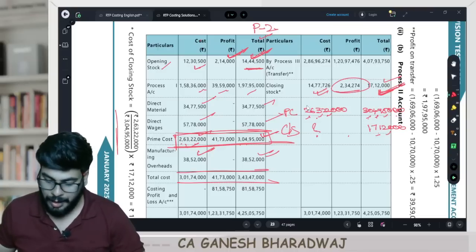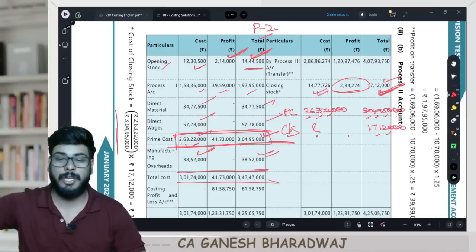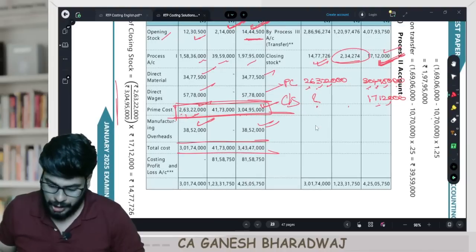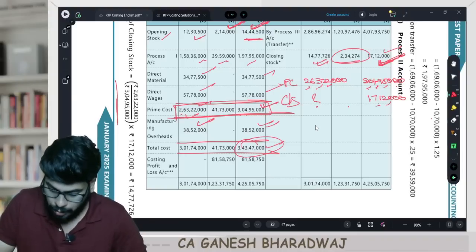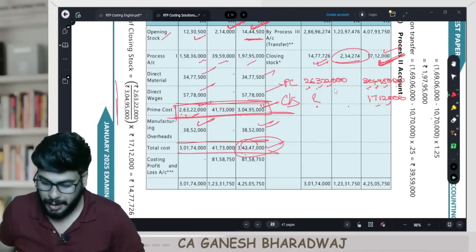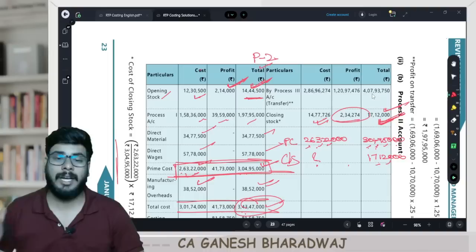The next one, you now need to calculate the transfer, right? That is, what is the total value of output being transferred from process 2 to process 3 account. So now, this is how you will arrive at what is the total cost. So here the total value is how much? 3 crore 43 lakh 47,000, right? Out of this, the total value of closing stock is going to be 17,12,000.